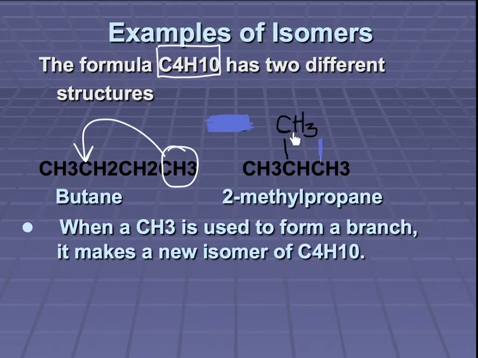And then you name what the branch is coming off of that carbon, which is a methyl group, because meth means 1. So this branch contains 1 carbon.